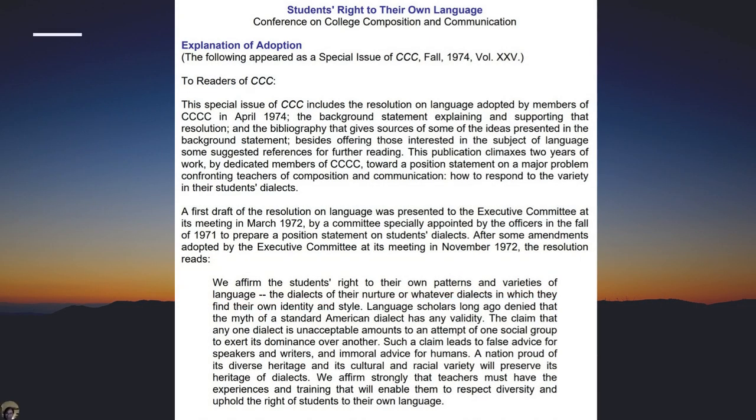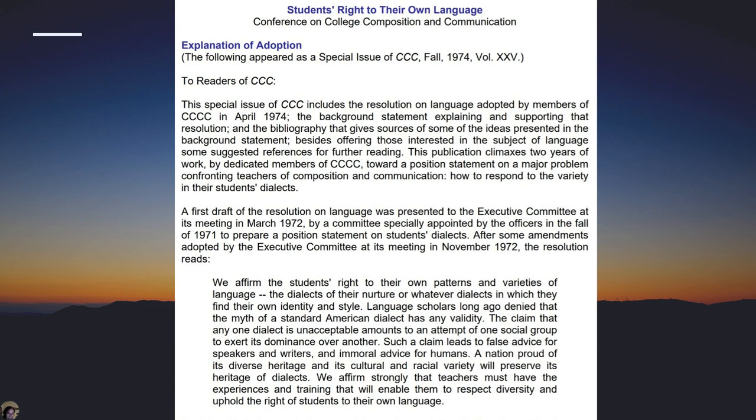In 1972, 50 years ago, the resolution on students' rights to their own language was adopted. Dr. Lisa William broadcast this link a few weeks ago, and I invite you to read and reread it at the start of each semester, so we may self-reflect on these words. I won't read the entire article, but I will begin with, "We affirm."